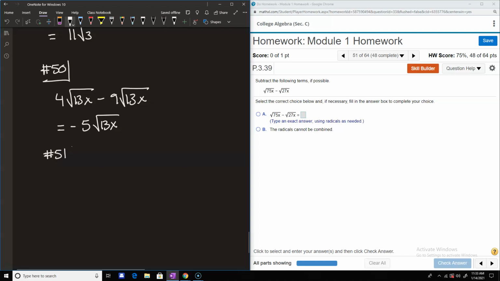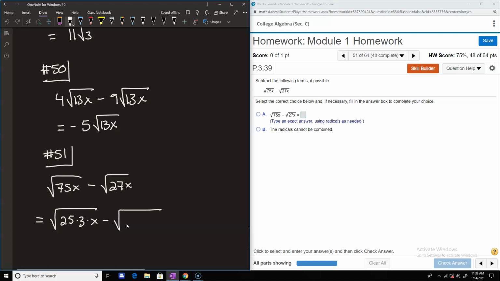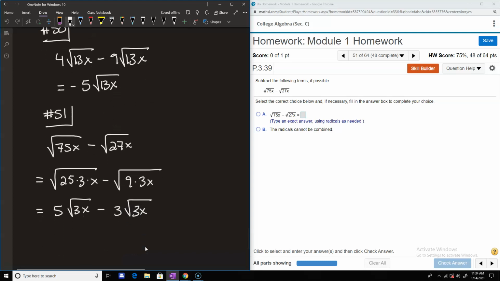So number 51, I have this square root of 75x minus the square root of 27x. And I'm going to rewrite this as 25 times 3 times x. And I'm going to rewrite 27x as 9 times 3 times x. So the square root of 25 will simplify to a 5, and the other two, the 3x, will still remain inside the radical. That cannot be simplified any further. And with the second term, the square root of 9 would also become a 3, and the other 3x would remain below the radical as well. That cannot be simplified further.